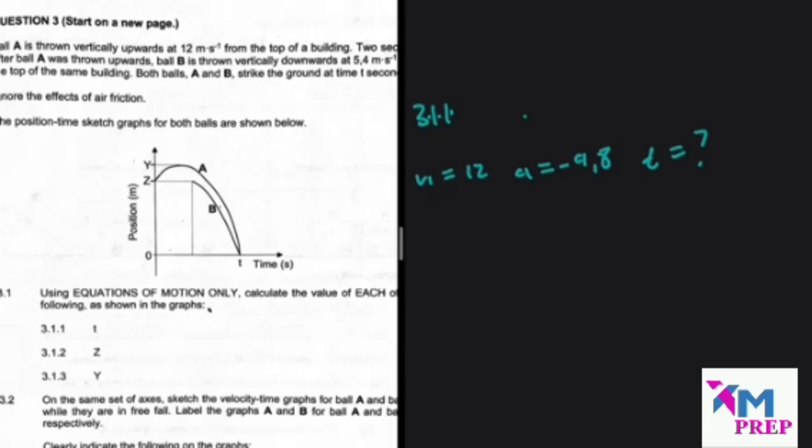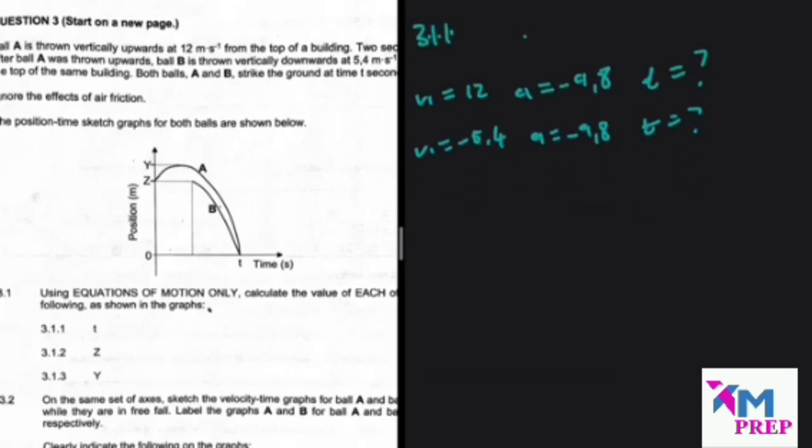Okay, let me try the second ball, ball B. It is thrown downwards at a velocity of 5.4 meters per second. The acceleration is minus 9.8. We are looking for time t. So there we go again. We don't have enough variables, but we have two balls. Can we work simultaneously? Can we use ball A and ball B in order to find our time t? Let's give it a try.